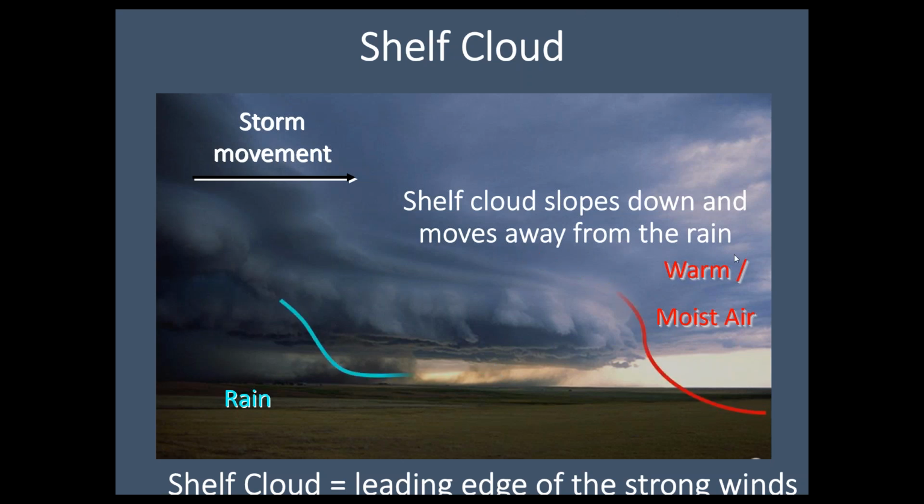So your shelf cloud is the leading edge of the strongest winds. So if you see a shelf cloud coming like this, you're likely not going to have a lot of time before those winds get to you. And what's deceiving in a lot of these cases is that you get the shelf cloud and you look right under it and you just don't see any rain or anything. It's maybe getting ready to approach you, but you don't see rain under it, but there's still a lot of wind with it. Usually the rain can be 10, maybe 20 miles behind the shelf cloud, because the storm movement can be so fast that the rain's just lagging and staying behind.